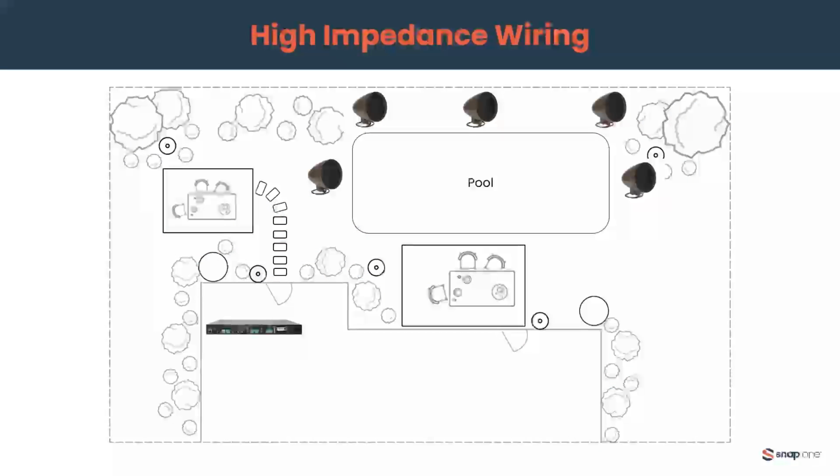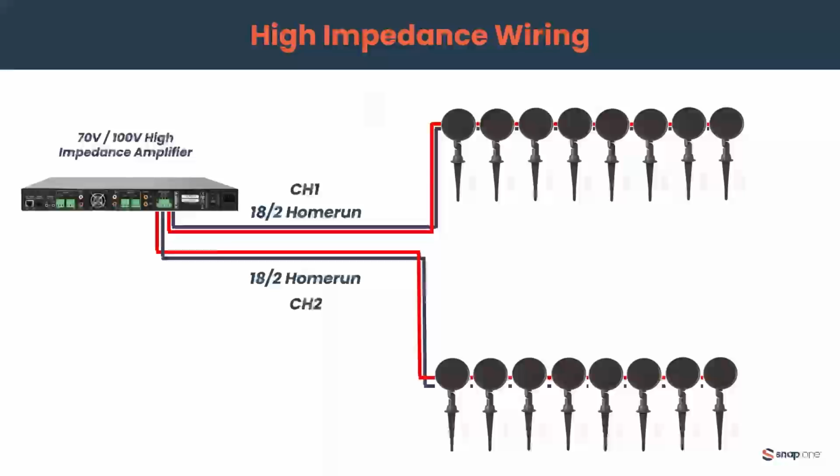So the beauty of high impedance wiring is we can actually go and run one wire, wire them all up in parallel, all back to a location. So obviously the complexity of wiring is a lot easier. You're not home running everything. You could, let's call it, daisy chain from one to the next. All right, so we can actually put multiple speakers all on each channel of a 70 volt or 100 volt high impedance amplifier.